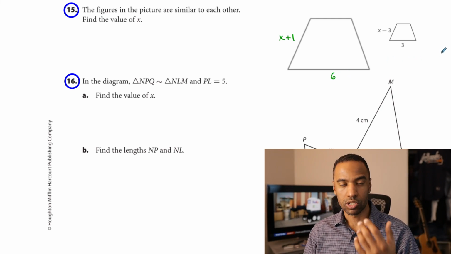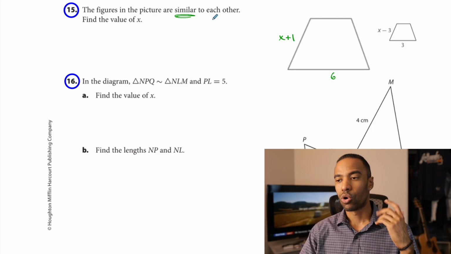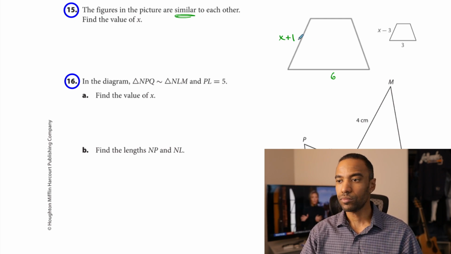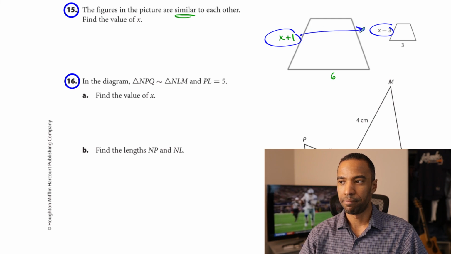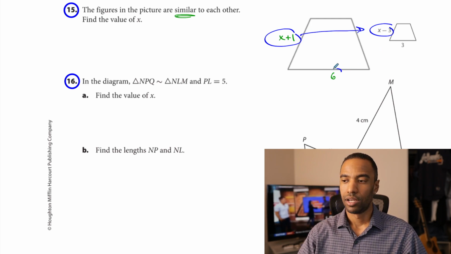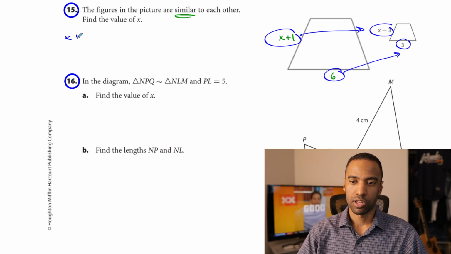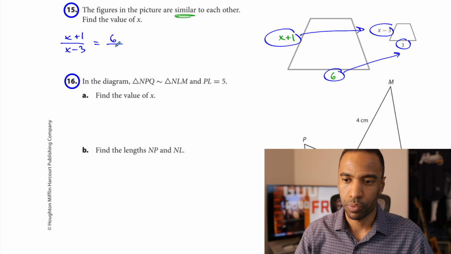Now we found corresponding parts here. And with that, because they're similar, corresponding parts are proportional, so we can set up a proportion. I can set up a proportion that takes the two corresponding parts here and divides them, maybe in this order, and that'll do the same thing here. Divide them in this order. So I can say x plus 1 over x minus 3 equals 6 over 3.